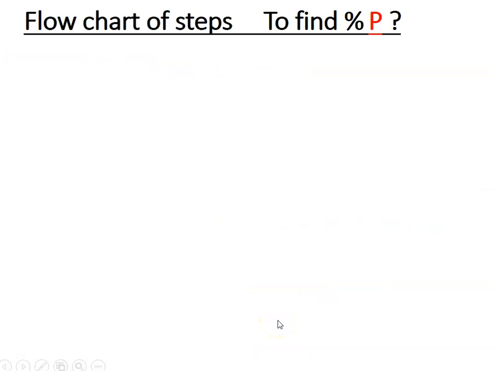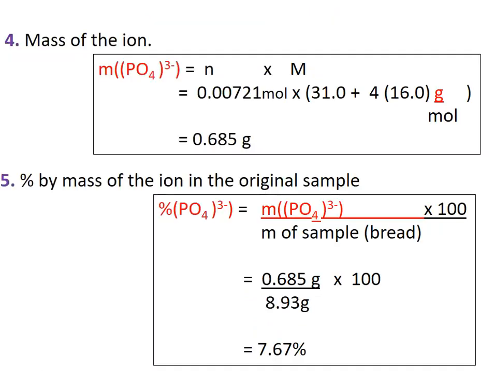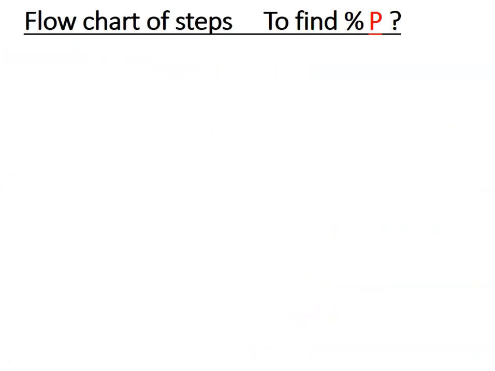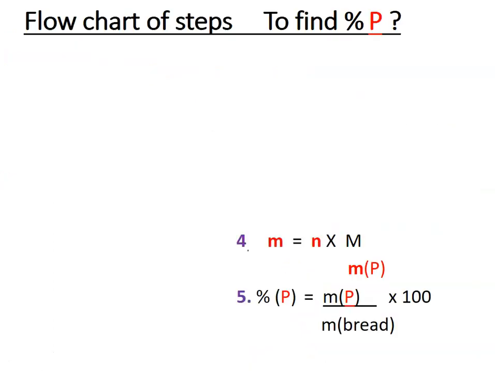Bread. Alright, so we've got 7.67% of phosphate. Would you expect the percentage of phosphorus to be lower or higher than this? It would be lower, because if you're only looking at phosphorus, then you've lost the mass of the oxygen here. So you have a lower mass up here if it's just phosphorus. So, flowchart to find phosphorus out of the bread.